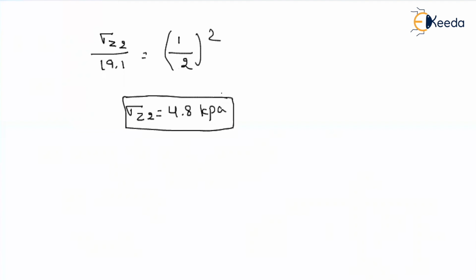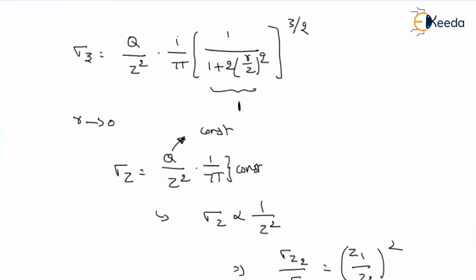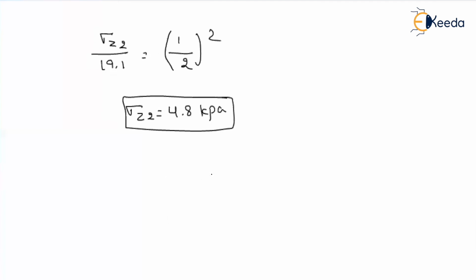Already in the Boussinesq theory, we have seen how to find the stress, and how to find the radial distance. From Westergaard's to the Boussinesq theory, the constant term is different. Only this term is different, and here it is 5 by 2. But our representation is the same in both Boussinesq theory and Westergaard's theory. That's why here we have seen a relationship between sigma and z. Even if, in this problem, they ask you to use the Boussinesq theory, what about the stress equation?